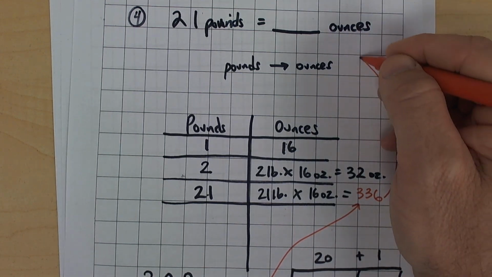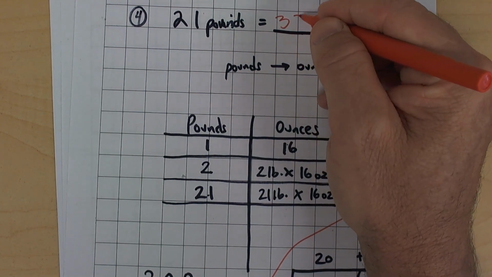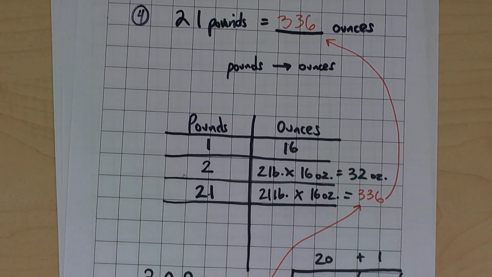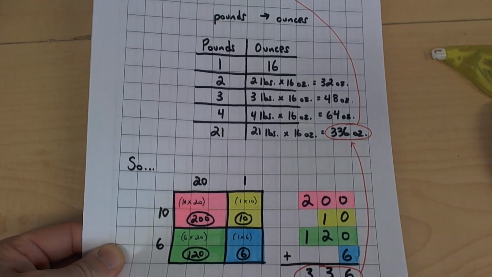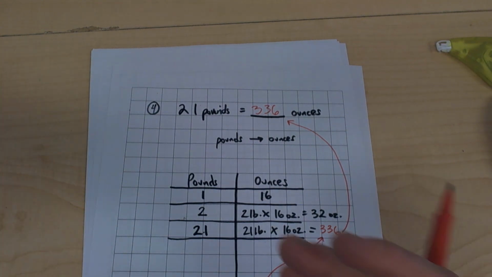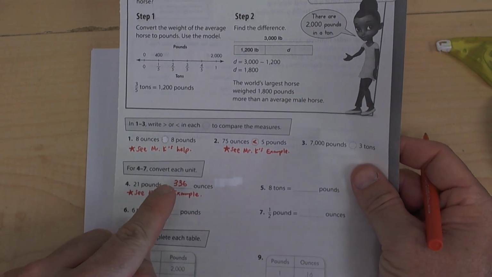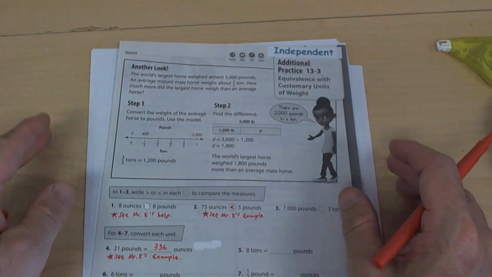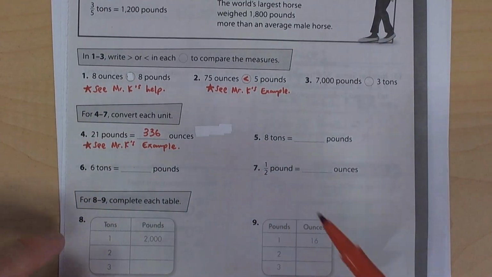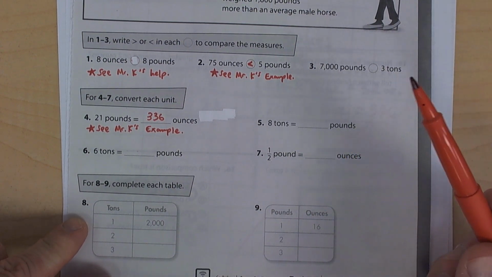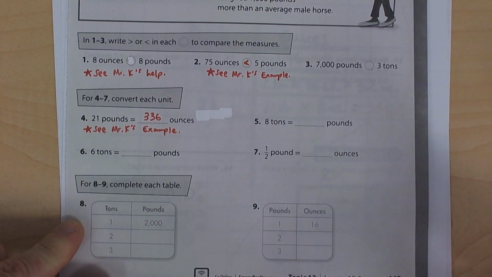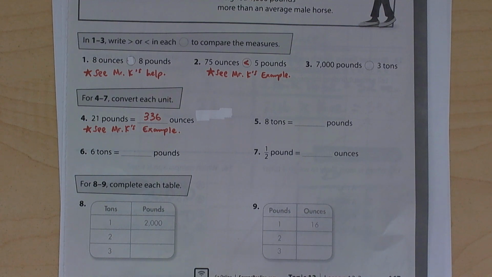So I can plug that same number in here, 336 ounces, and you will see that that matches the work that I provided for you on your homework tonight. And you will see that that matches what I provided to you for the answer. So for the remaining problems, 5, 6, 7, you'll use that same strategy. And then for 8 and 9, just like you guys have been doing, you will complete the entire table that has been given and provided to you.